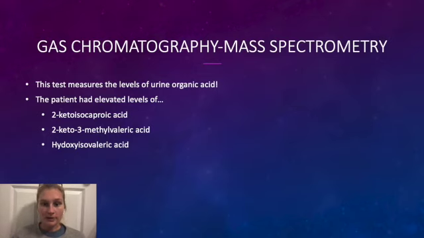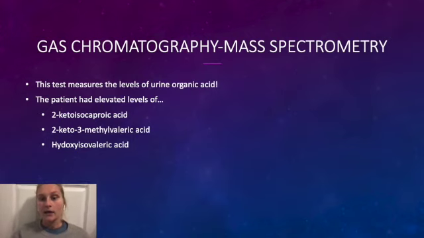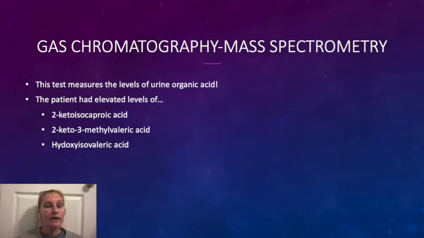But back to what we've been learning about, the gas chromatography mass spectrometry, as I said, measures the level of urine organic acid, and we saw that the patient had elevated levels of 2-keto isocaproic acid, 2-keto-3-methylvaleric acid, and hydroxyisovaleric acid. And the case study did not provide the exact elevated values of the patient, but we can assume that it's because of the lack of the BCKAD enzyme that would break down these amino acids.